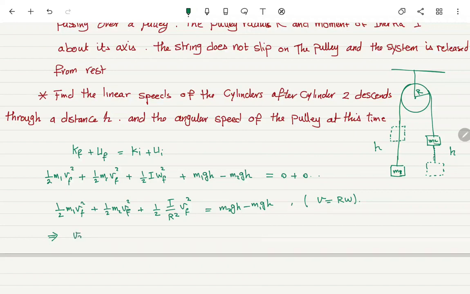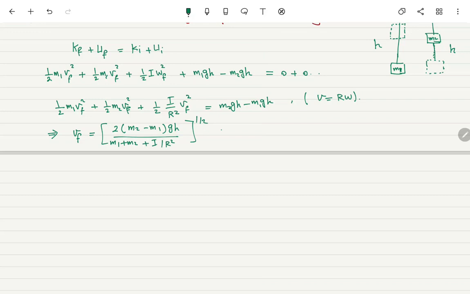You simplify this one here, you will find out that V final equal to the square root of 2 (M2 minus M1) GH divided by (M1 plus M2 plus I over R square), to the power half, and omega final in this case equal to V final over R, or in other words, 1 over R times 2 (M2 minus M1) GH divided by (M1 plus M2 plus I over R square), to the power half.